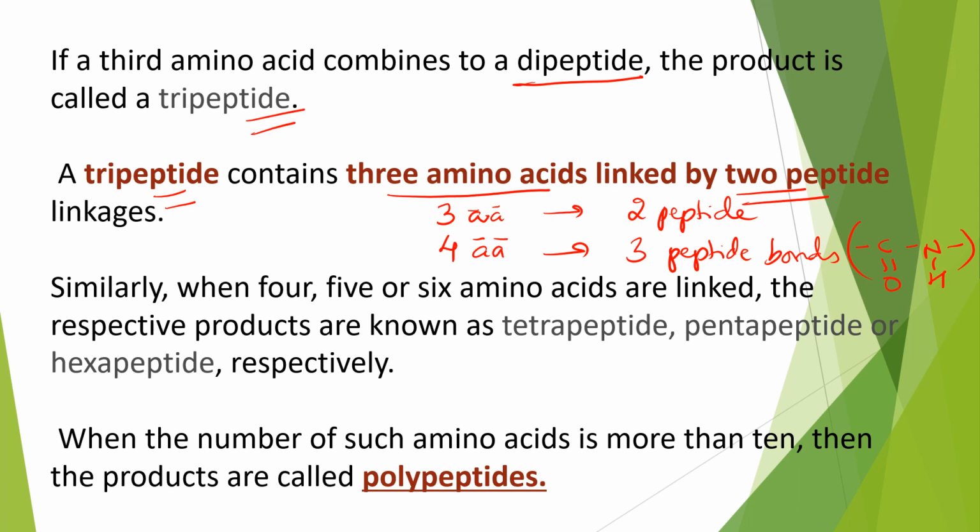So when 4, 5 or 6 amino acids are linked, the respective products are known as tetrapeptide, pentapeptide or hexapeptide respectively. When the number of such amino acids is more than 10, then the products are called polypeptides. So this is the first part of the protein.